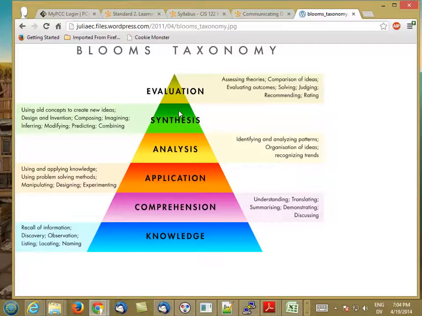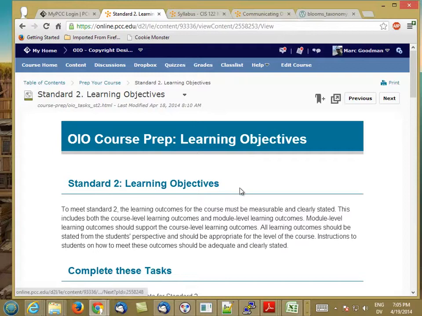On the other hand, if you're talking about a fairly advanced level class, where it's reasonable to assume that the student will be able to create new work or have a cogent evaluation of the concepts in the field, asking them just to answer simple questions about, well, what does this term mean, without any kind of analysis or creativity, that's not at the right level either. So that's really what we mean by appropriate for the level of the course.